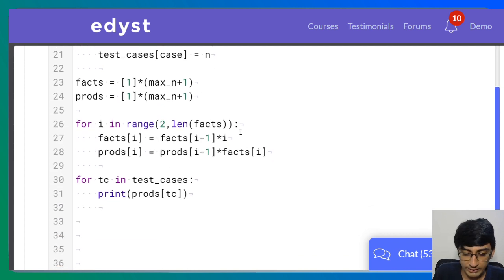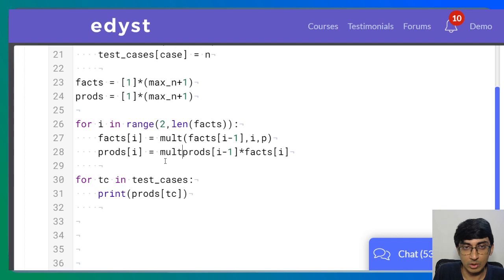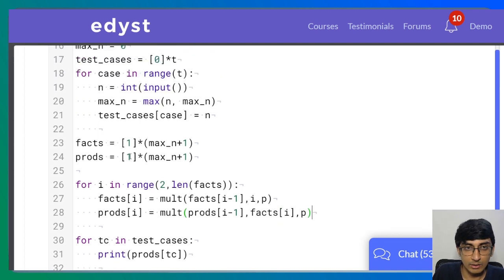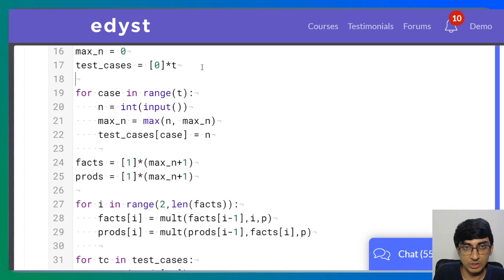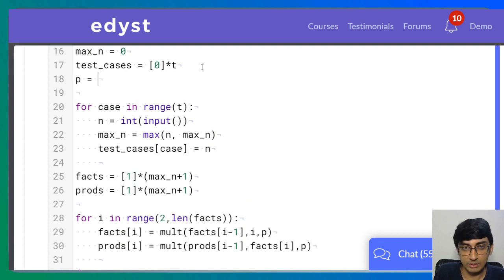So now wherever we have the multiplication, we instead do that multiplication under a modulo. Instead of multiplying it raw, we're going to do mult of facts of i into that prime number, which we'll call p right now, and we'll define p in another place. Similarly here, mult of prods of i minus 1 into facts of i under p. And p, let's define it initially as well. P is nothing but 10 raised to 9 plus 7.